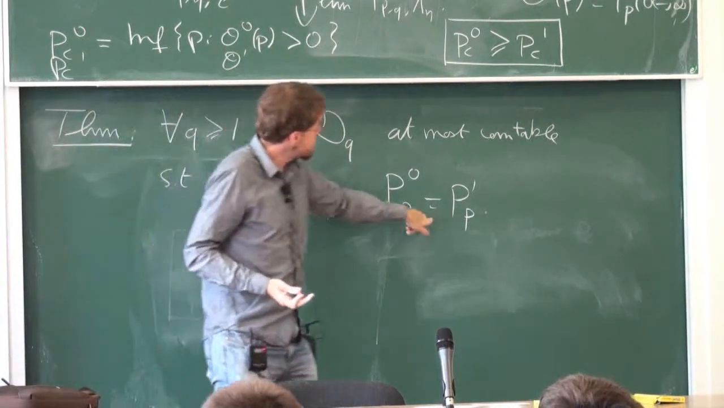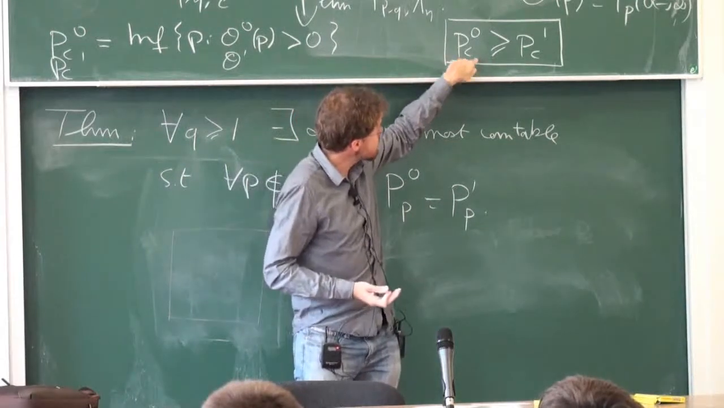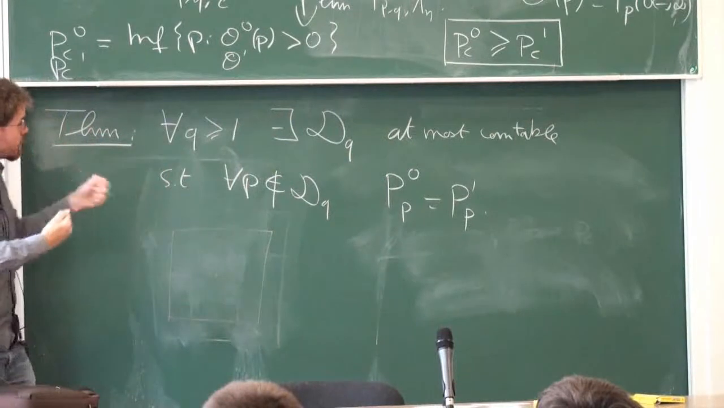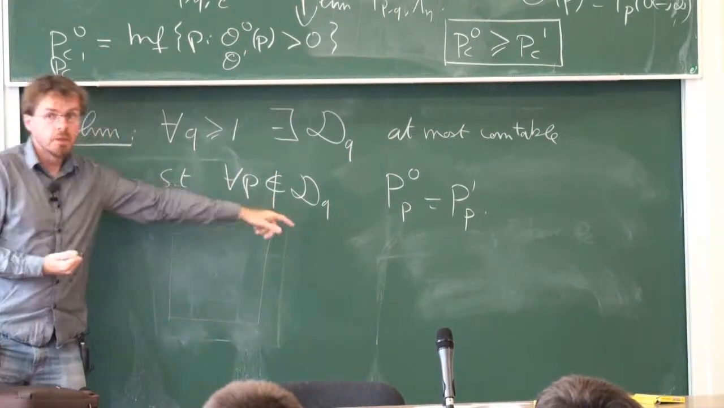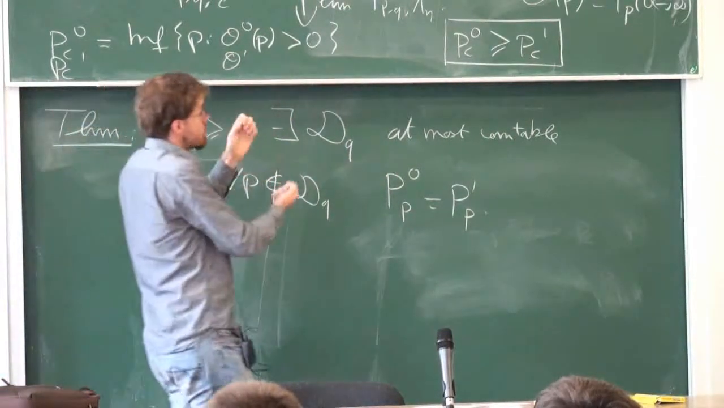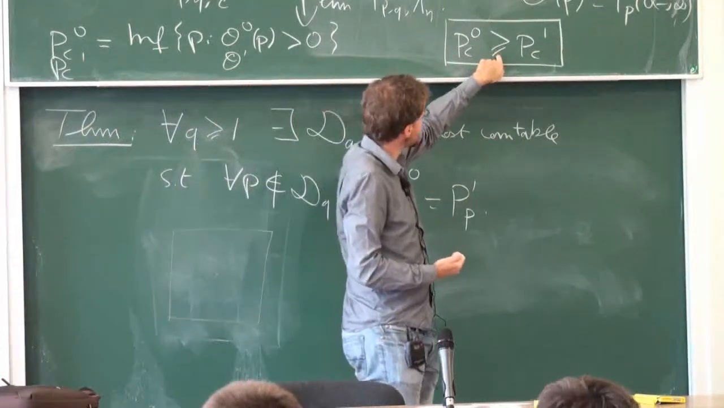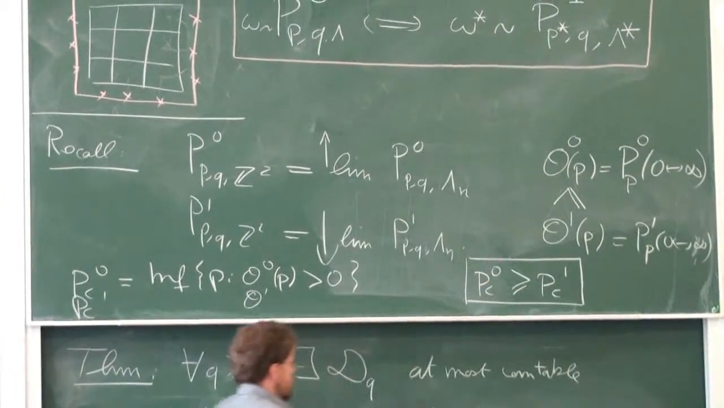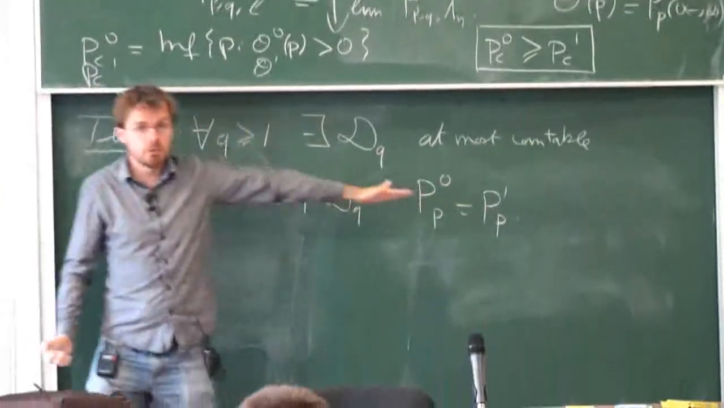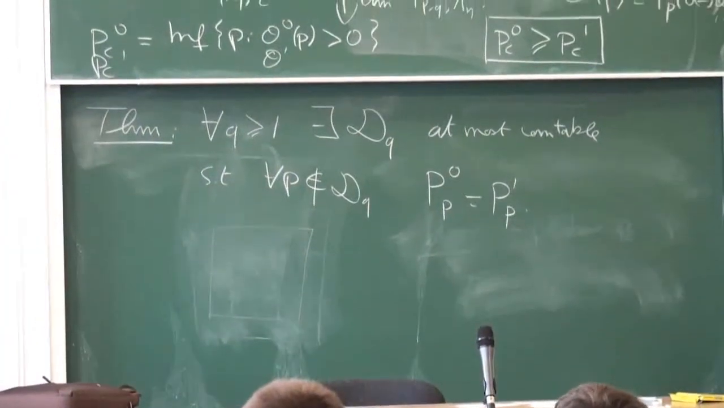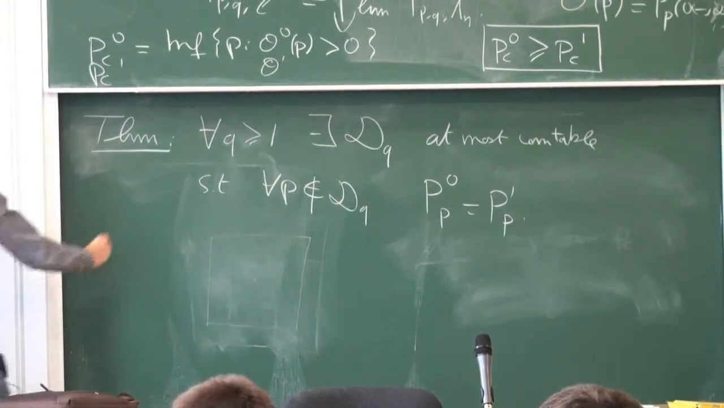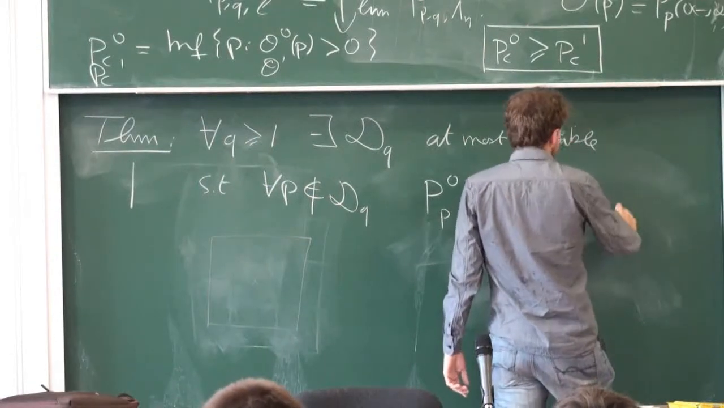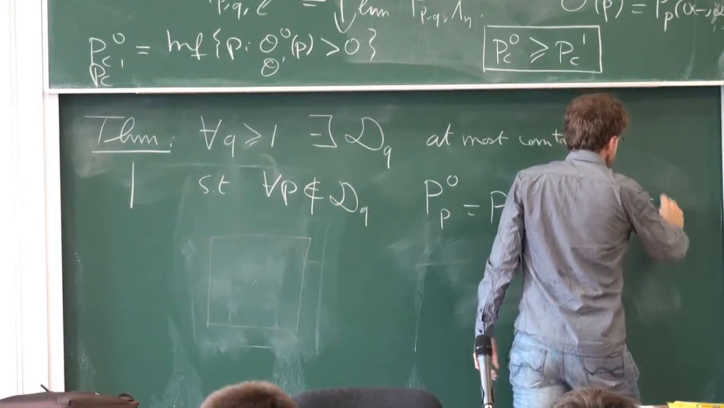And what it tells you is that it's not possible that P0 is strictly bigger than P1, because in between you would have some point which is not in DQ. And for this point, you would get a contradiction, because if you are strictly between, then theta 1 would be strictly positive, while theta 0 is 0. But they have to be equal because the measures are the same. So this tells you that PC is well defined. So this implies that PC0 is equal to PC1.